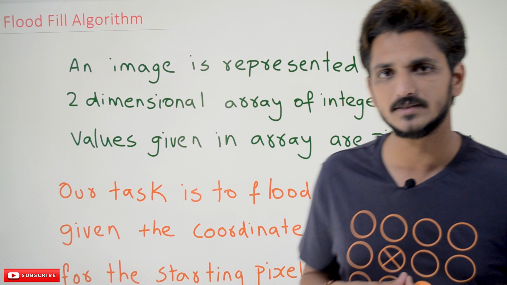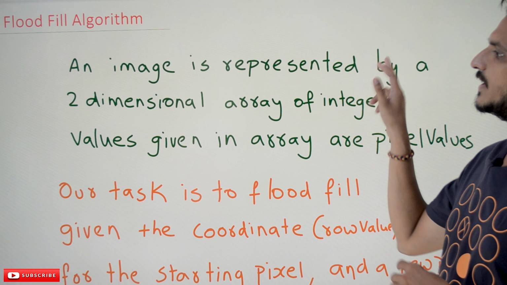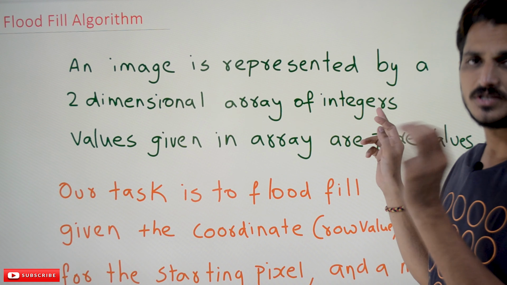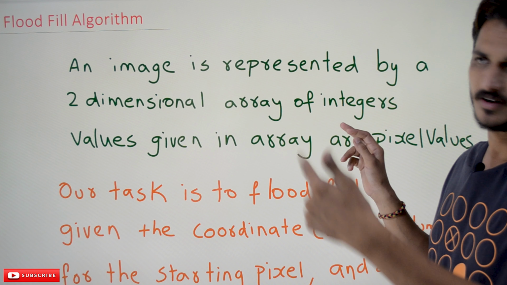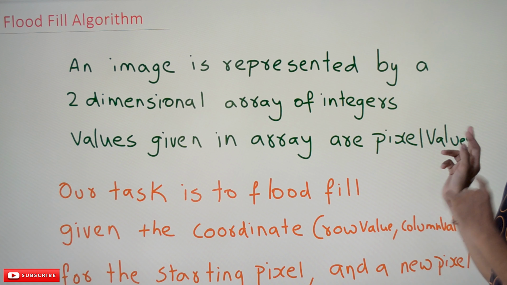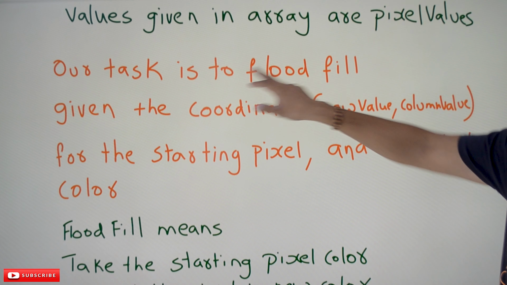Coming to today's class, let's understand the question. An image is represented by a two-dimensional array of integers. Values given in the array are pixel values. They are going to give you the pixel values in the array. Our task is to flood fill that.